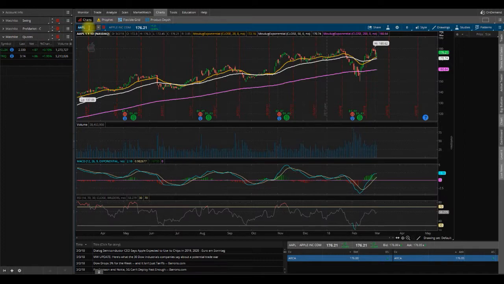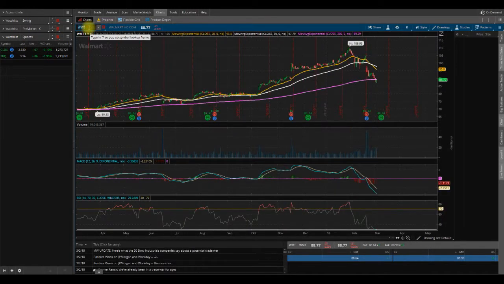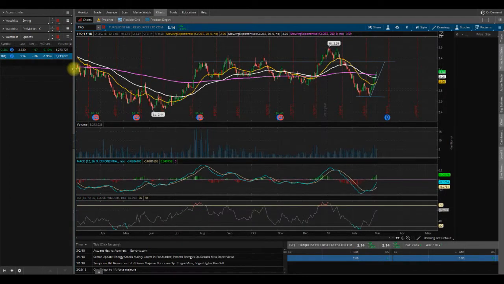Let me do Walmart. Here's another situation, the stock took a dip. I don't need the MACD in order to see that it's in red. If it's going down, it's going to be in red. And I don't need the RSI to tell me it's oversold, because I see it here on the chart. Let me go back to this one. I think that's basically it.